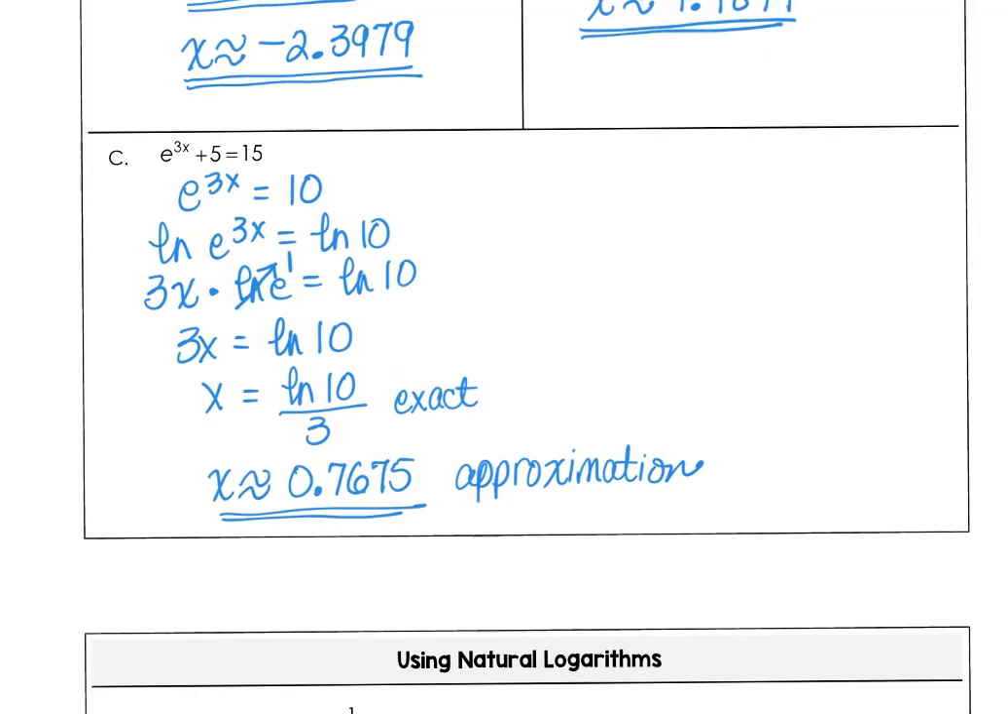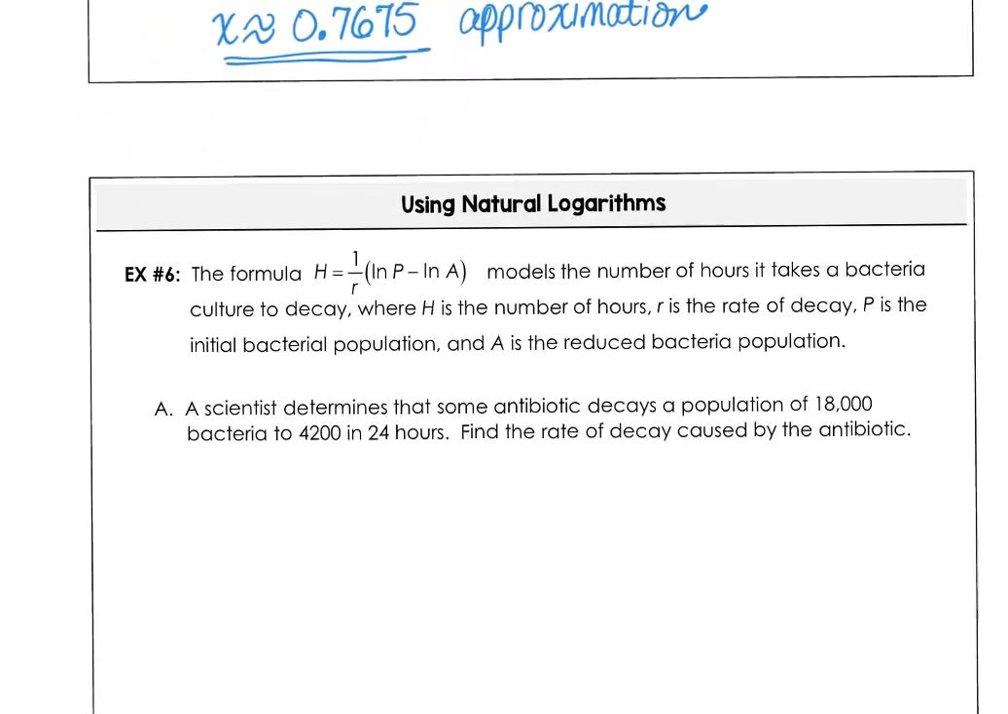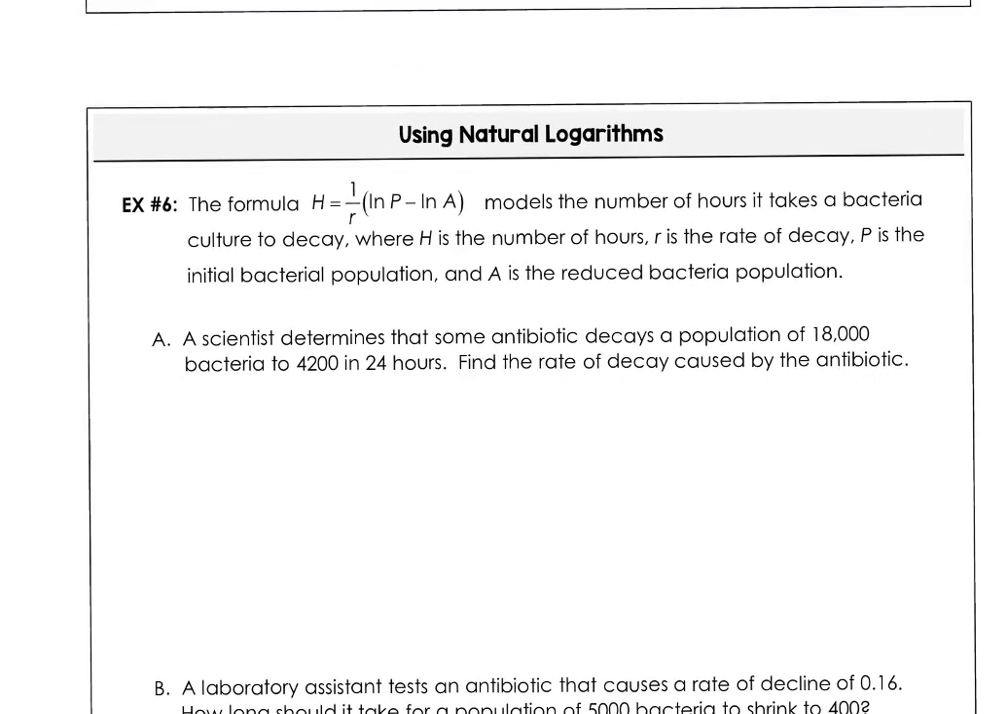And then our very last example is a real-world example and application, and we're using the formula here. H is 1 over r times natural log of p minus natural log of a, and that models the time that it takes for bacteria in a culture to decay. So this is a decay formula. H represents the number of hours, r is the rate of the decay, p is the initial bacteria population, and A is the reduced bacteria population.